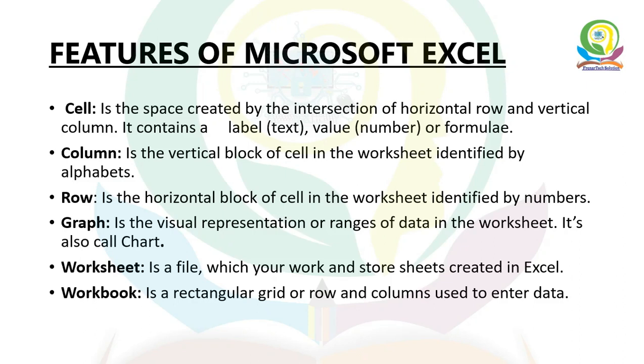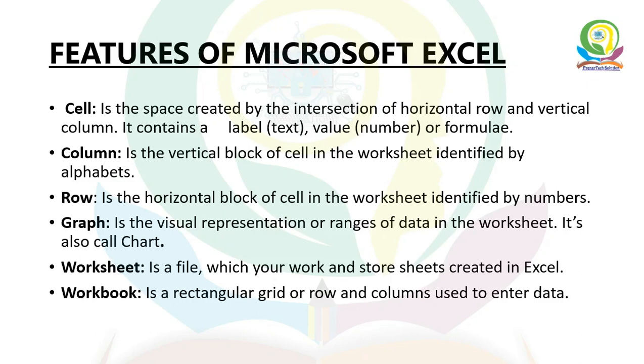Then also the column. The column is the vertical block of cells in the worksheet, identified by alphabets. We have said what a cell is: it is in the form of a box, but the column is the space provided from the top to the bottom. Then you enter information. That is what we call a column, and it is identified by the alphabets within those spaces from top to the bottom.